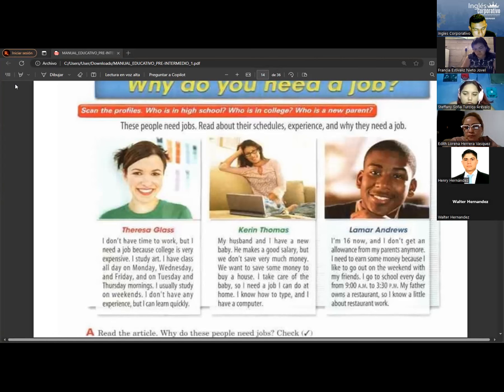I'm 16 now, and I don't get an allowance from my parents anymore. I need to earn some money because I like to go out on the weekend with my friends. I go to school every day from 9 a.m. to 3:30. My father owns a restaurant, so I know a little about restaurant work.